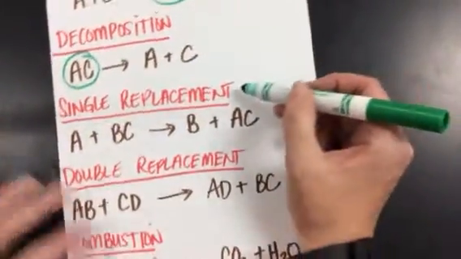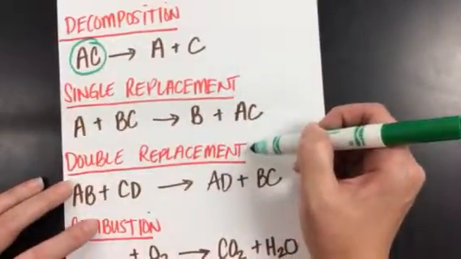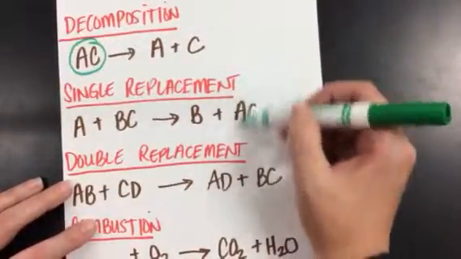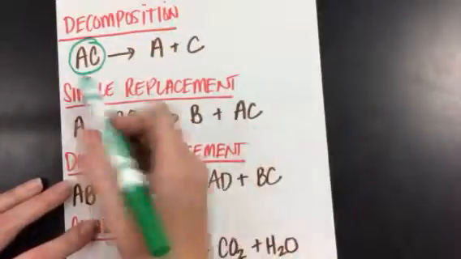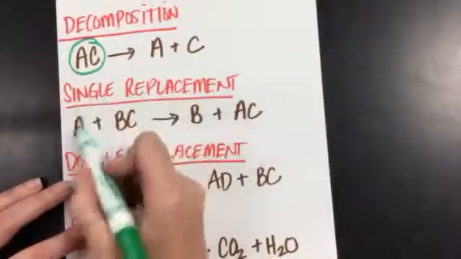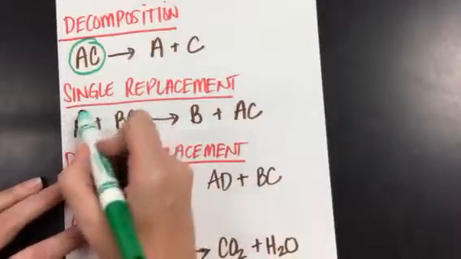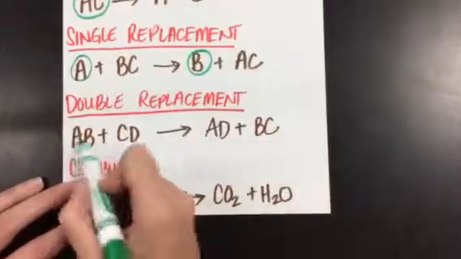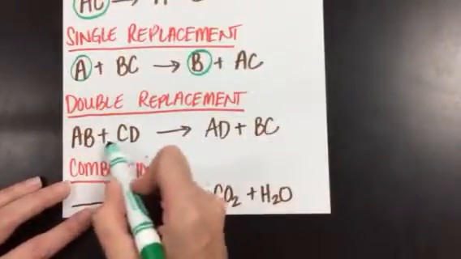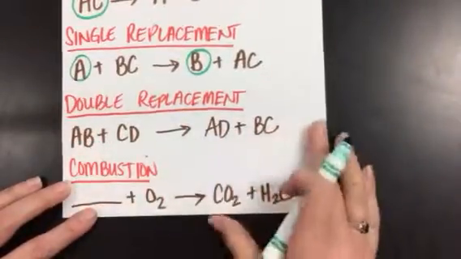For your single replacement reaction and your double replacement reaction, you're going to have more than one thing on your reactant and on your product side. With your single replacement reactions, you're going to have a single element before and after. Double replacement, you actually have 2 compounds before, 2 compounds after.